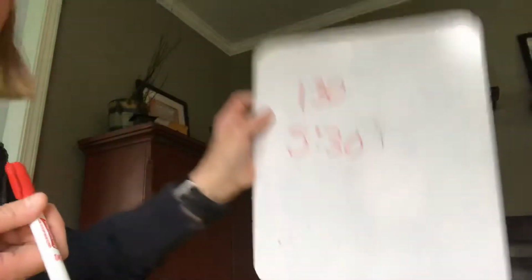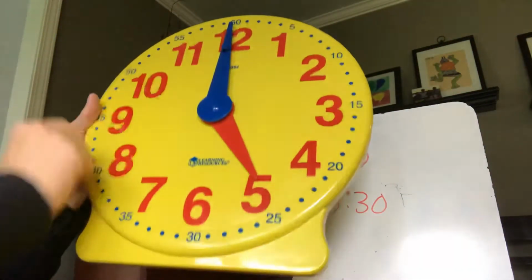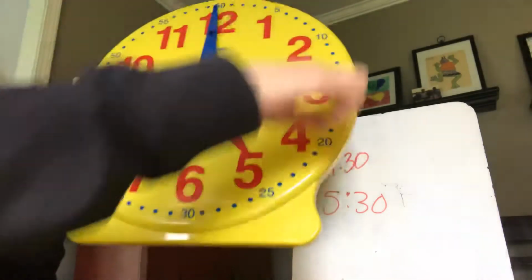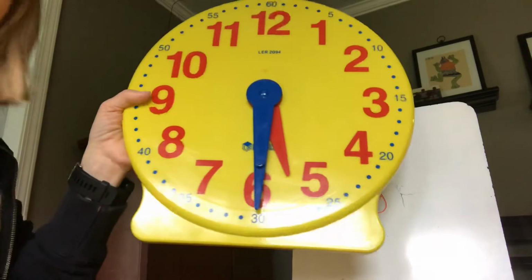Let's say I wanted to show 5:30. Okay, can you see that? There's 5:30. Let's see, I'm making dinner. Last night we had dinner at 5:30. Okay, so I'm going to first go to 5 o'clock. That's my hour. And I'm going to bring it down to the 30. This is 5:30. Right there.